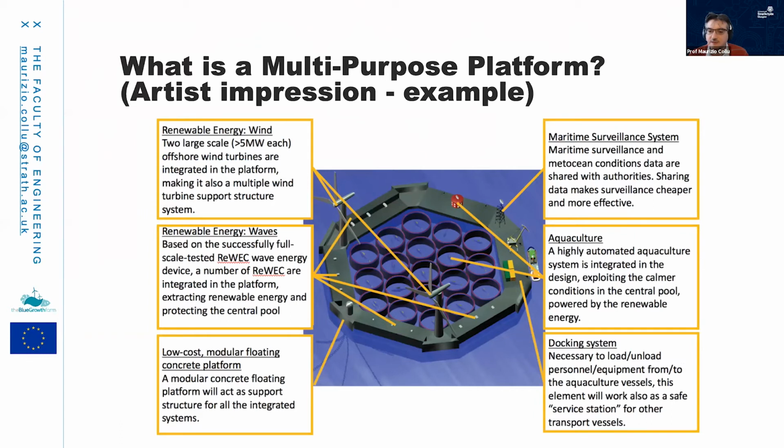So you are out there, you can surveil what happens in the sea, from piracy to illegal transport to monitoring the traffic simply. Aquaculture, obviously, docking system. Frank talked about hydrogen. So hydrogen is also perceived as an energy vector of the future. In the future, there may be hydrogen-powered ships, so they can dock to this platform, refuel, and start again. So at the end of the day, a multipurpose platform is simply a platform that is used for more than one use.